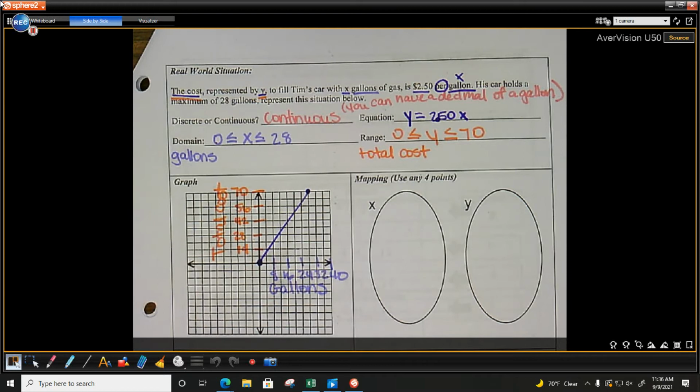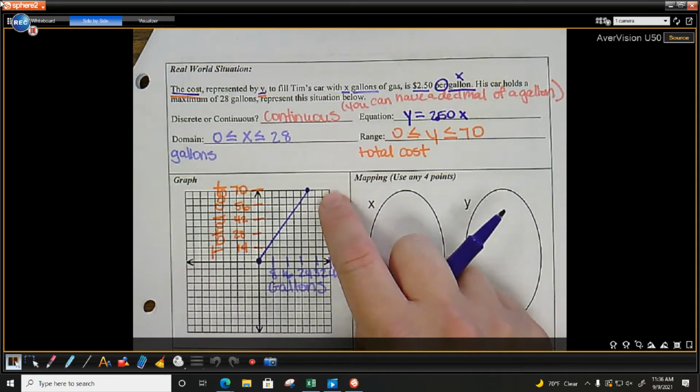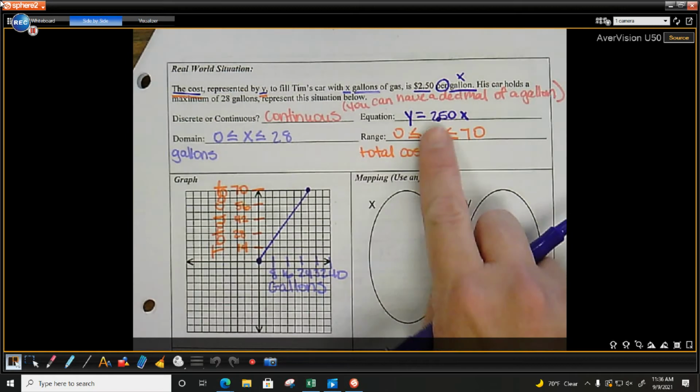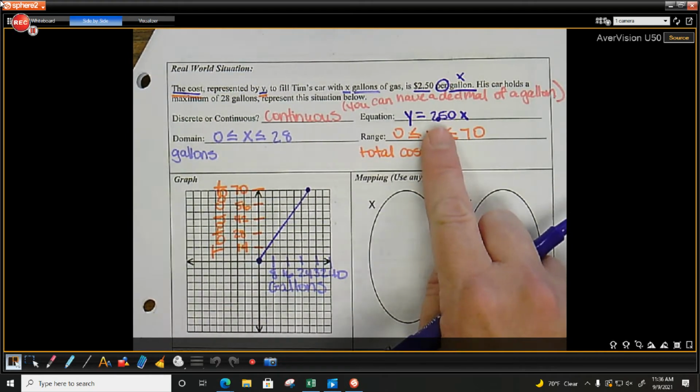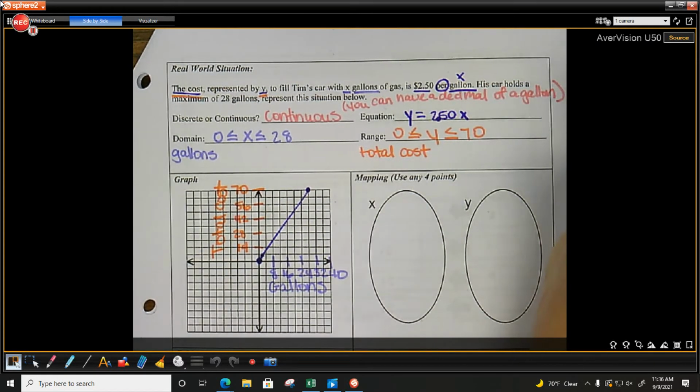Okay? Now, we need to get 2 more points because it says we need 4. I only have a starting and a stopping. So we need to get 2 more. Tell me any number of gallons that you want to buy between 0 and 28. 1. Okay. What's 1 times 250? 250. So put a dot at 1, 250. Tell me another number. 2.